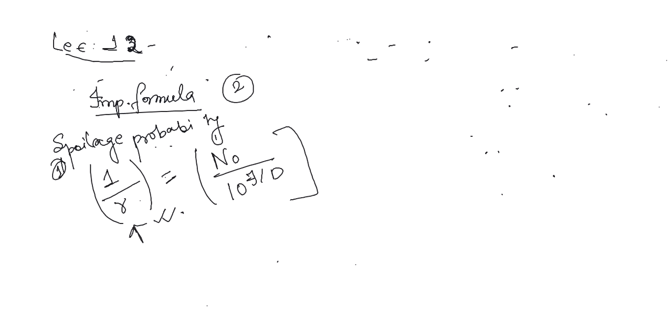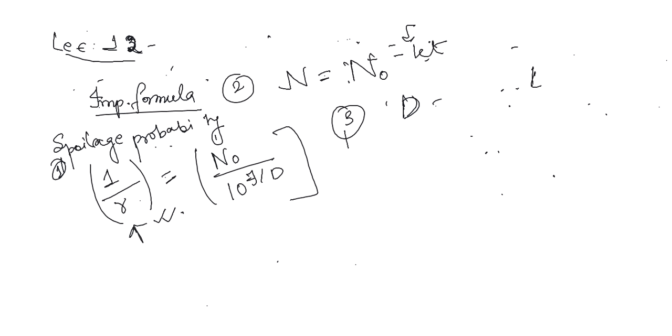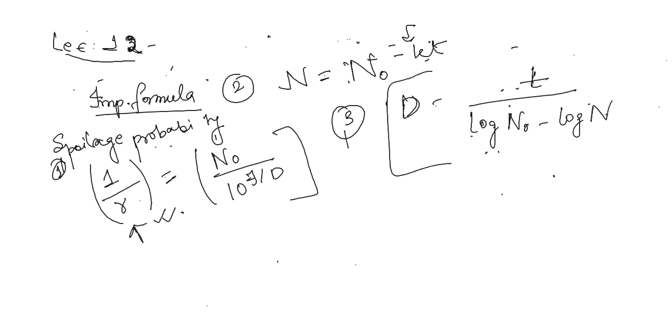Number two, the important formula we can say is N is equal to N0 minus KT, where K is the thermal death constant. Third formula we can talk about is the D value. D is equal to T by log N0 minus log N. Okay, this is another formula. These are the important formulas which I'm jotting down.